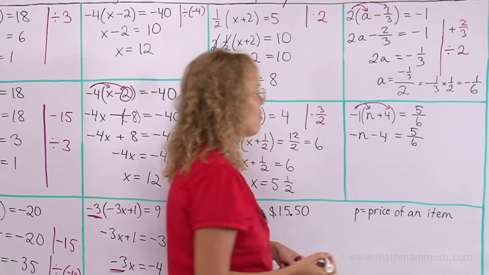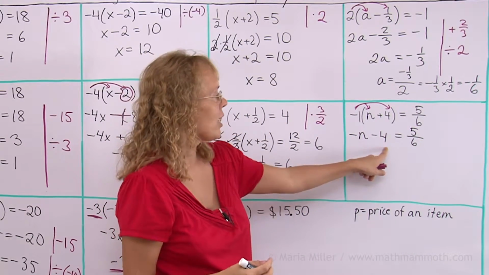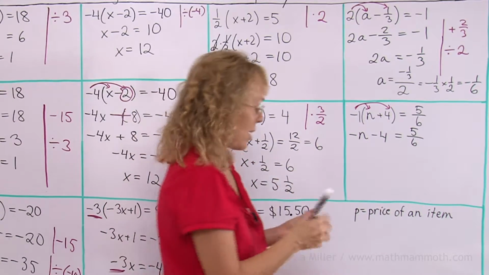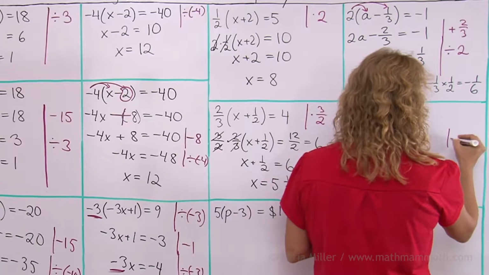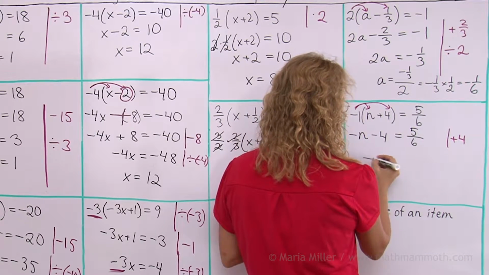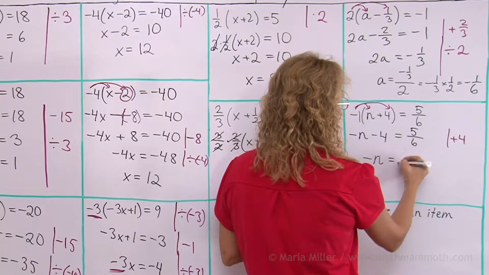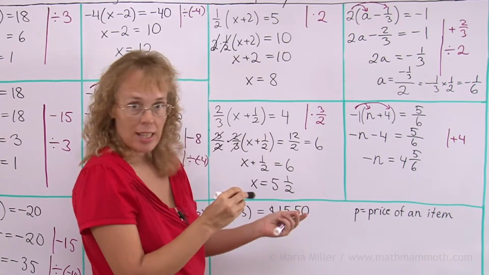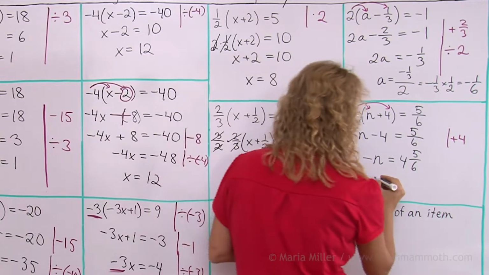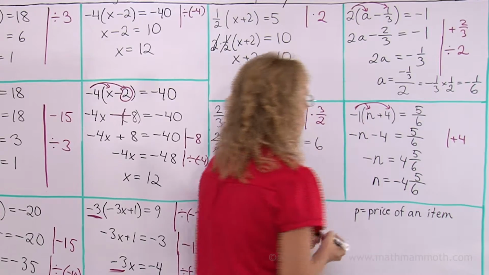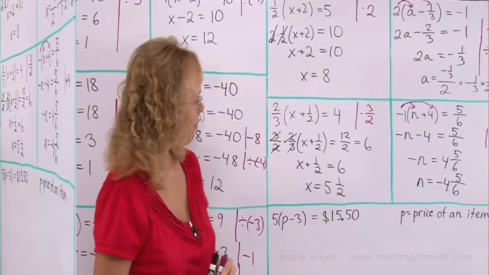We don't do anything to the fraction yet, because our next step would be to eliminate this -4 here by adding 4 to both sides. So we get -n alone here, and then 4 and 5/6. And if -n is that, then n is the opposite of that, or -4 and 5/6. It wasn't actually difficult at all.